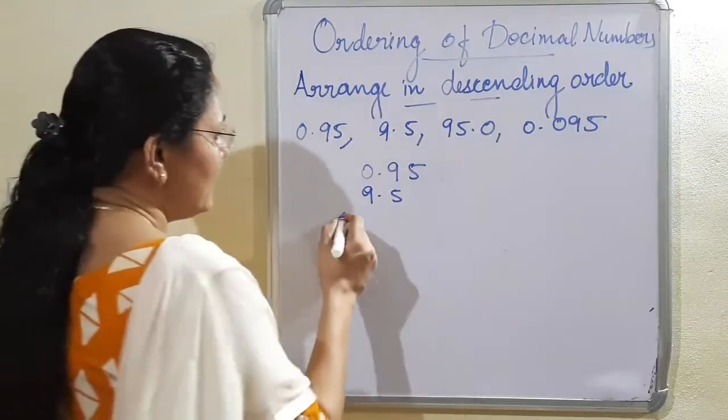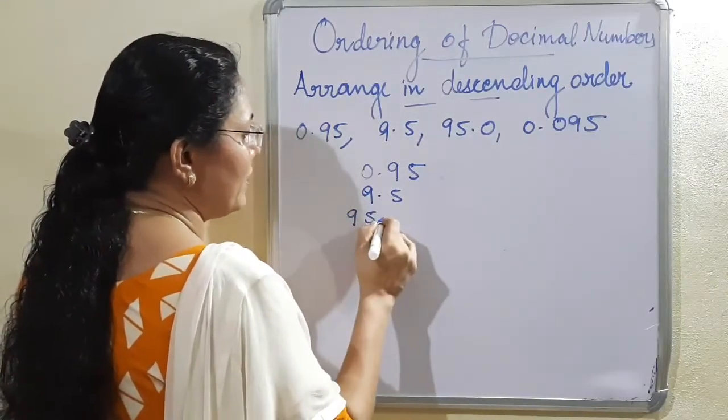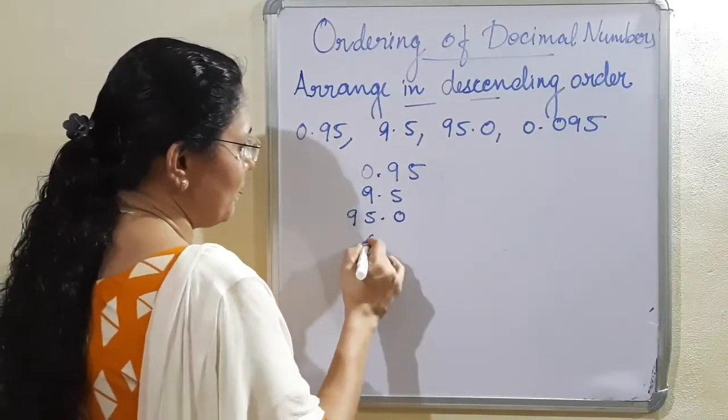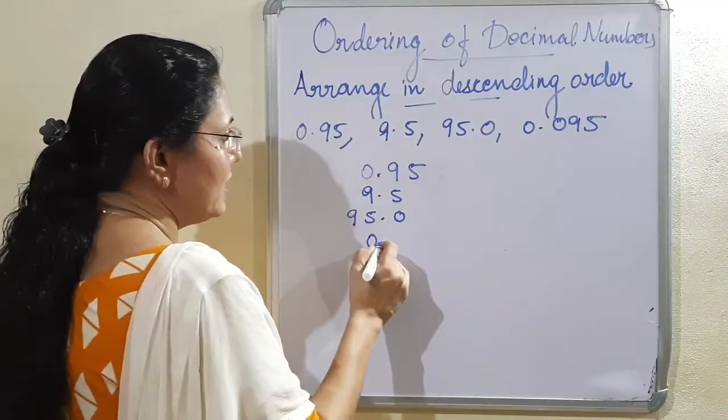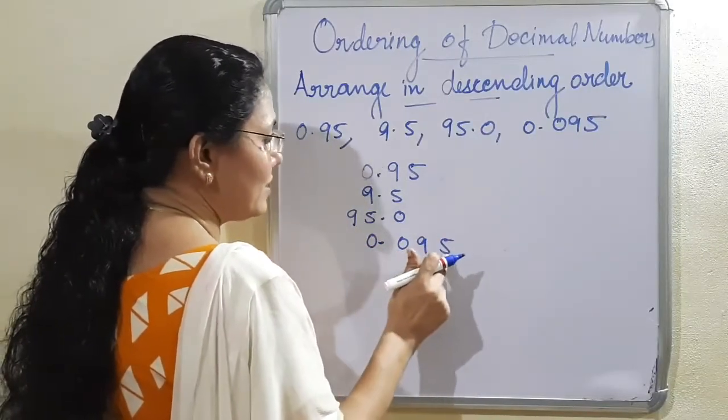Okay. Next, 95. 9 is in the tens place, 5 in the ones place, then the decimal point. Next, 0 point. 0 is in the ones place. Next, 0, 9, 5: tenths, hundredths, thousandths.